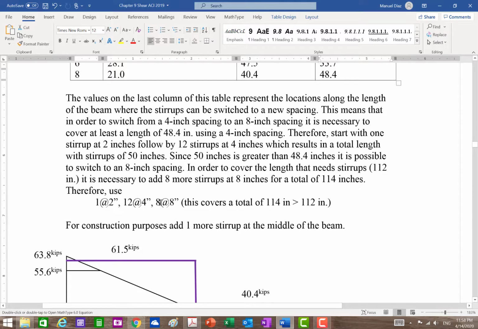And then I'm going to add 8 more at 8 inches to cover the rest all the way to where the stirrups are needed. We need the stirrups to 112. By adding 8 at 8, we now cover 114. So we went a little bit past that number, right? Now we have.